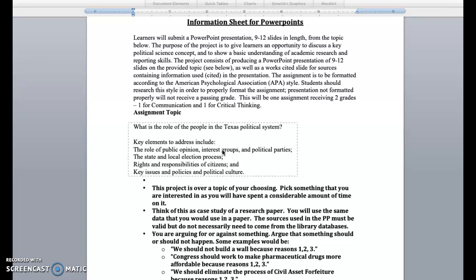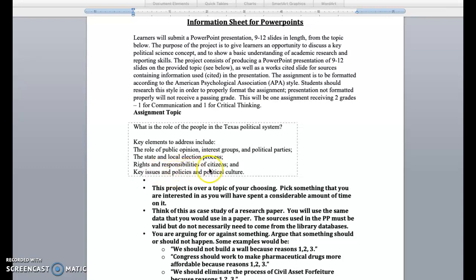State and local election process. Where do we sit with your issue? If you use the wall as an example, what are the processes that go along with building the wall? If you're against building the wall, then you would be talking about how the government is using eminent domain to seize private land. You could talk about that. Rights and responsibilities of citizens. What can citizens do? How can they get involved in whatever topic you decide?